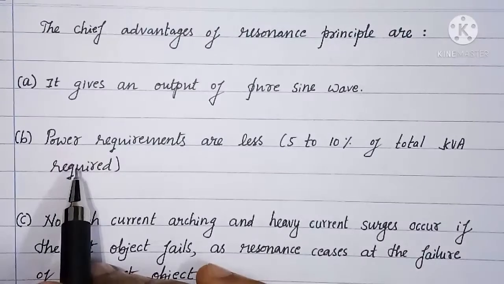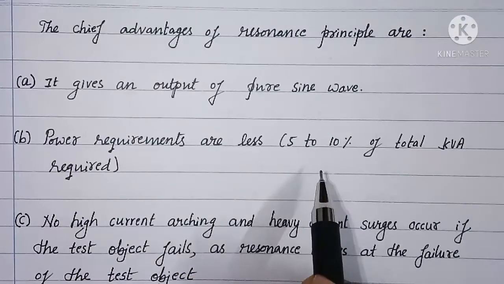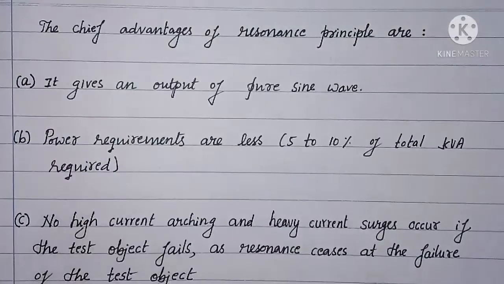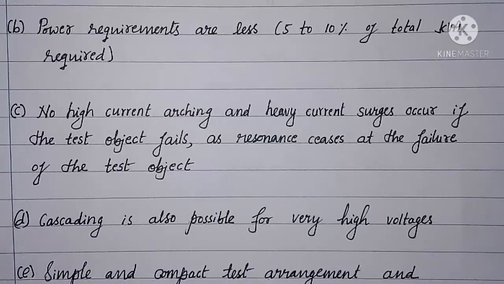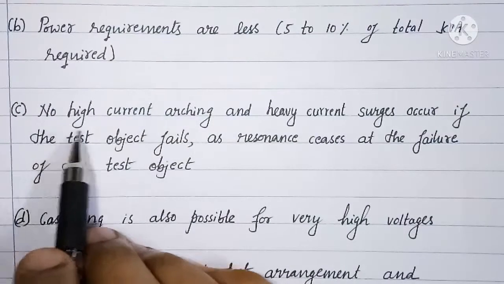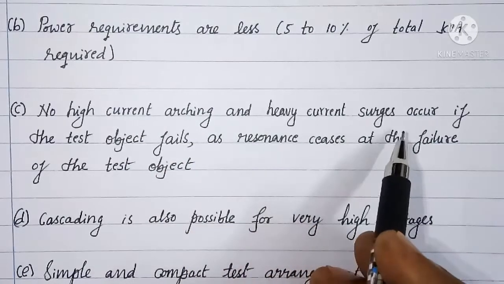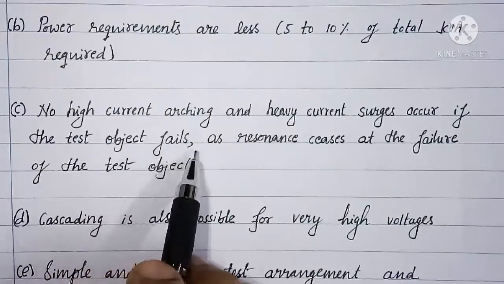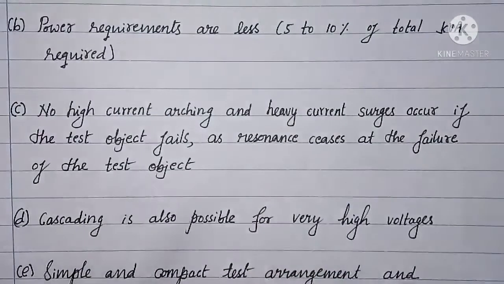The second advantage is the power requirements are about 5 to 10% of total kVA required. Third advantage, no high current arcing and heavy current surges occur if the test object fails, as resonance ceases at the failure of the test object.